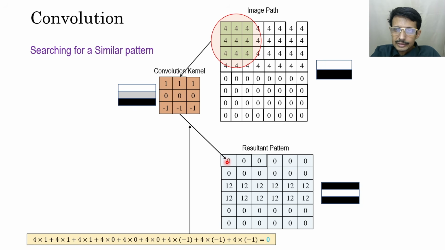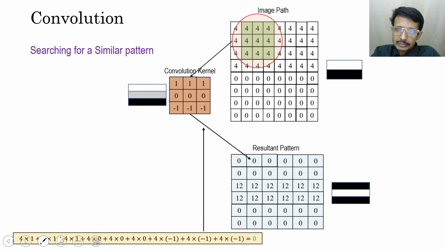So the resultant, and then the next thing is that we slide one position. Now this one position, when we slide it, has a technical term called stride. Here stride is 1. Stride means we are sliding this kernel only one place, and we get another 0, and we do it in this way.